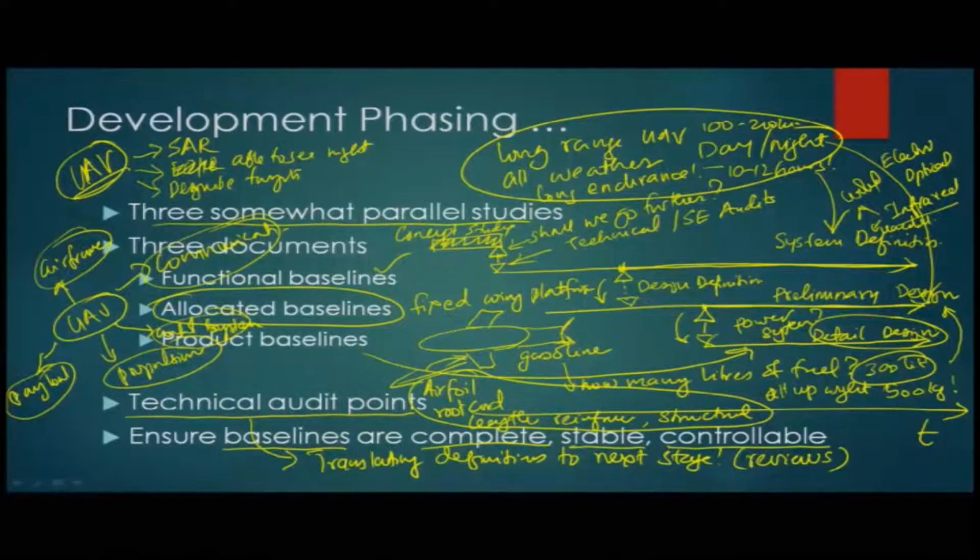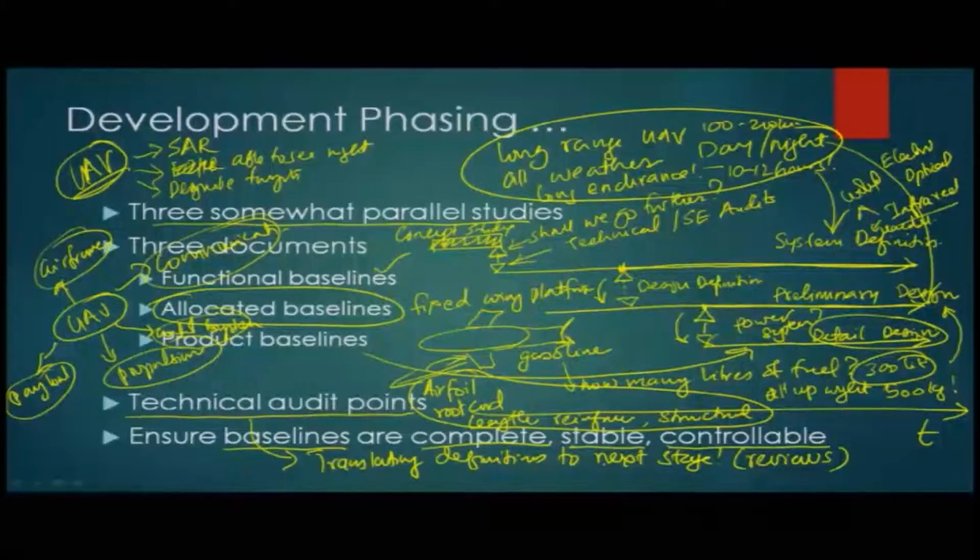The complete, stable and controllable are complete in a sense we have not missed out anything major, stable in a sense that you are not changing things left, right and center. Our simple way to think about it is, okay, we all decided that the endurance is 10 to 12 hours, and it can be 11 hours, it can be 10 and a half hours, it could be say 11 and a half hours, that is okay, understandable.